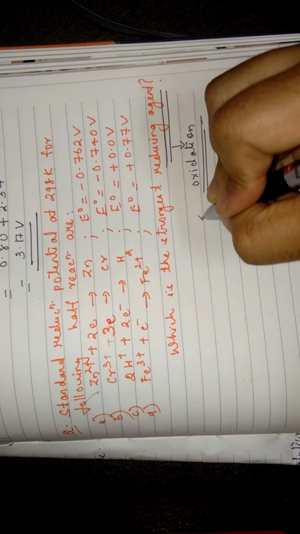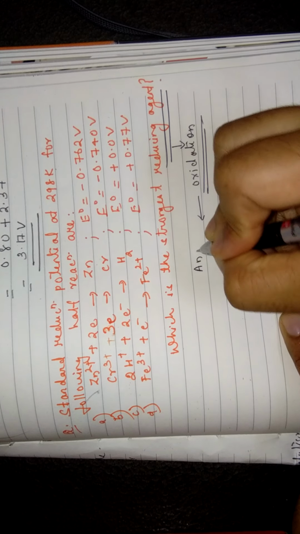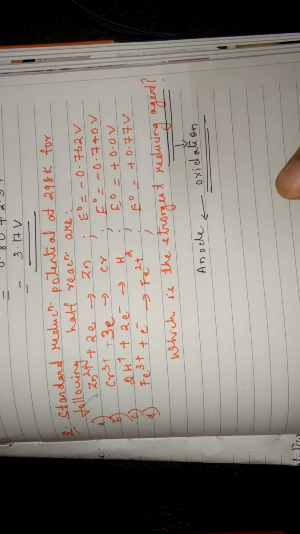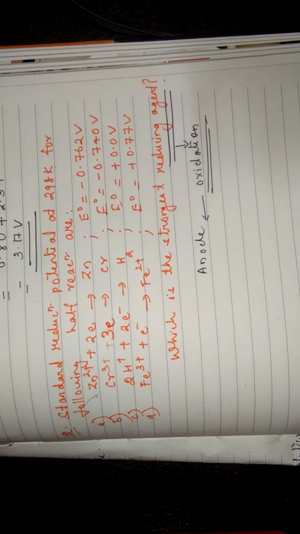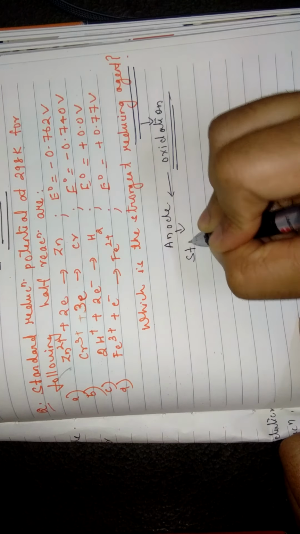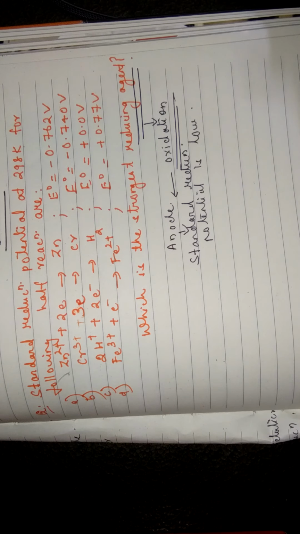Again we know that in a cell, at which electrode does oxidation take place? At the anode oxidation takes place. Now at the anode, what have we studied? The standard reduction potential is low. We have already discussed this in a question, no? The standard reduction potential is lower in the case of the anode.